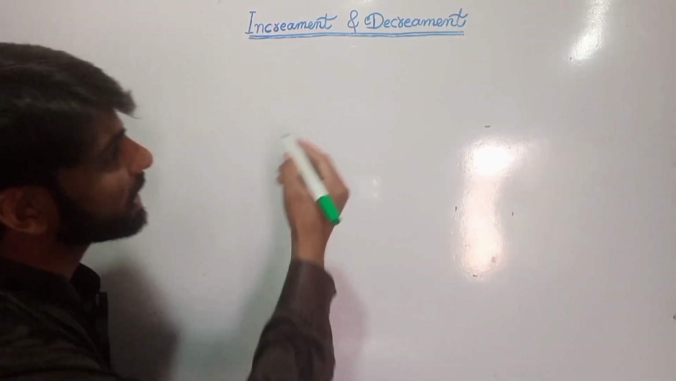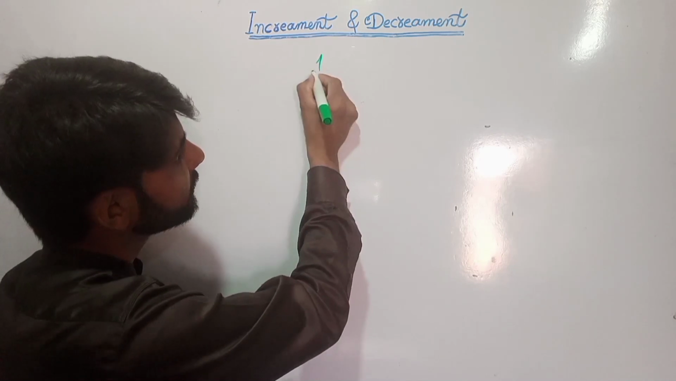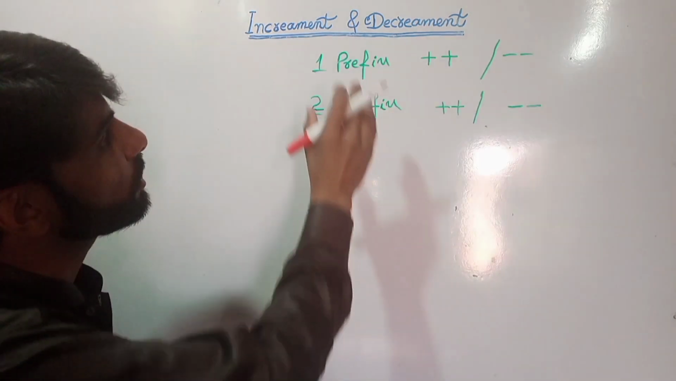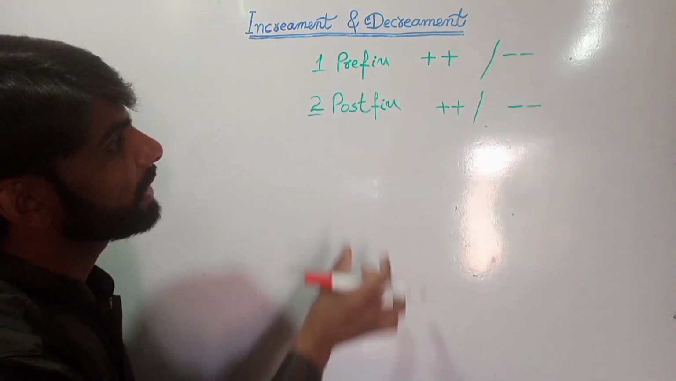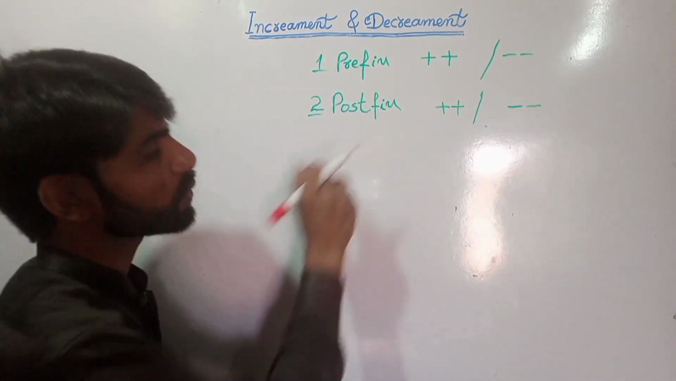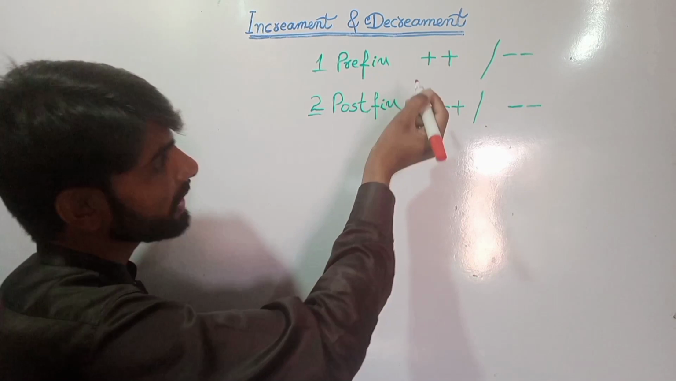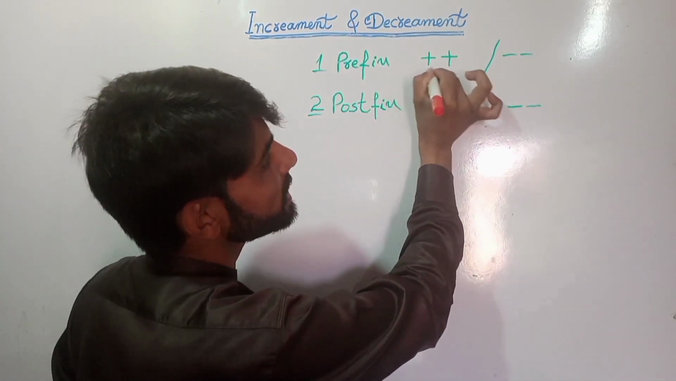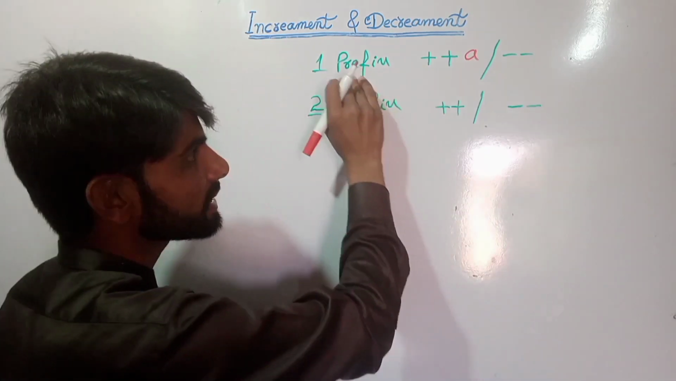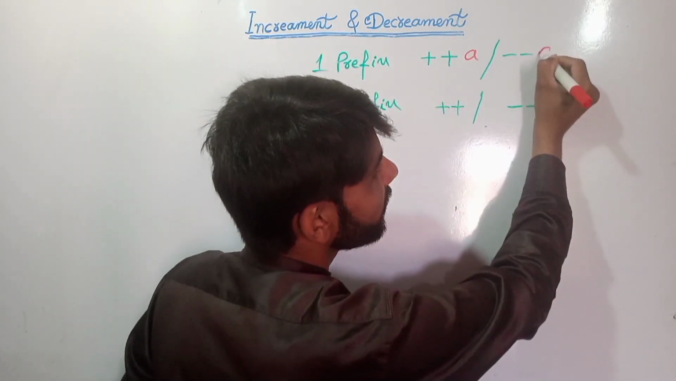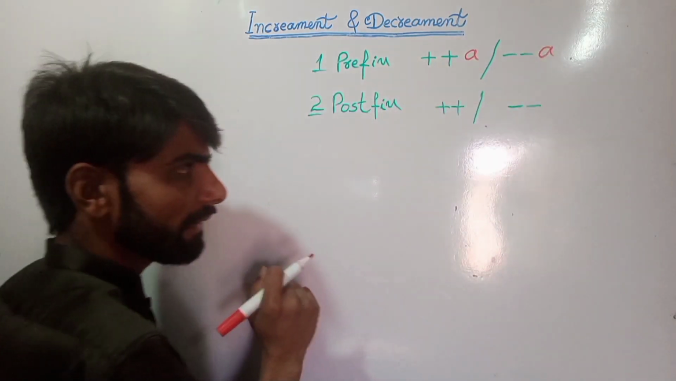Increment and decrement operators have two types. The first one is prefix and the second one is postfix, right? Prefix means that we write the increment operator first and then the variable. These are called prefix increment and decrement, right?